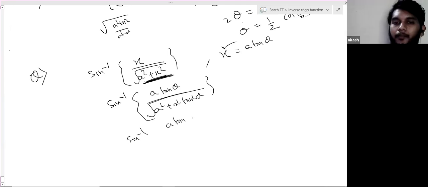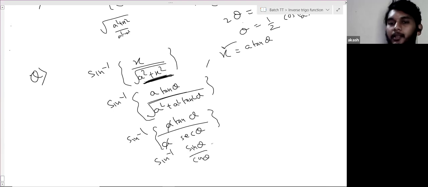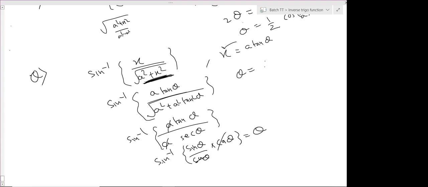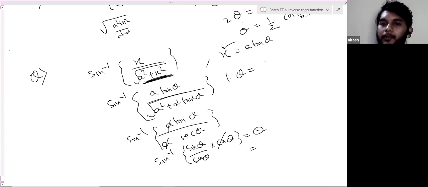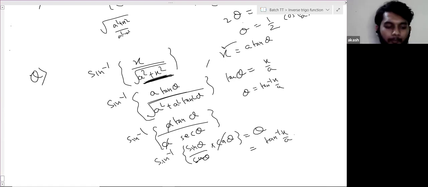So sine inverse of a tan theta upon, again taking a common, 1 plus tan square theta is sec square theta, under root sec theta. This is clear? Yes, sir. So tan theta is sine theta by cos theta, and sec theta is 1 upon cos theta. So cos theta multiplying, this is cancelled. So sine inverse sine theta is theta. And from here, we can find theta. What will be theta? See, tan theta will be x by a. So theta will be tan inverse x by a. So this is the final answer. All right? Yes, sir. Thank you, sir. Just write it down. Just give me 1 minute. All right? Yes, sir.